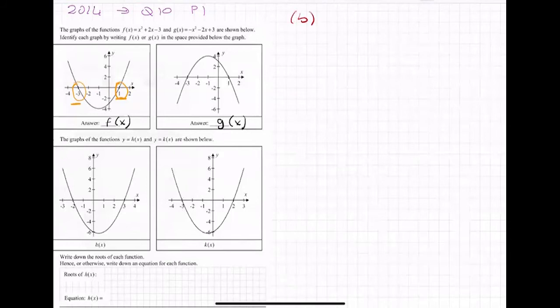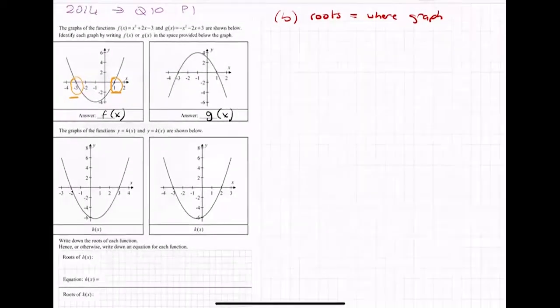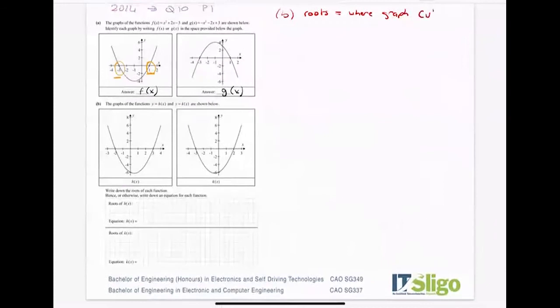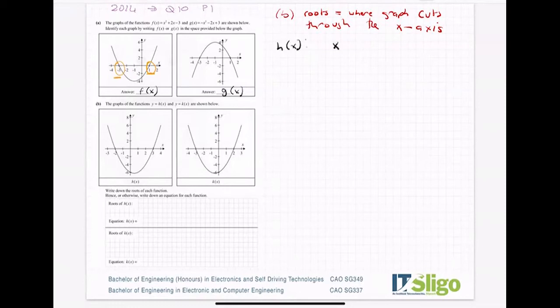Right, part B then was: the graphs of the functions y equals h of x and k of x are shown below. Write down the roots of the function. So roots equal where the graph cuts through the x-axis. Okay, so in that first one, for h of x, I can see that one of the roots is -2, and the other root is 3.